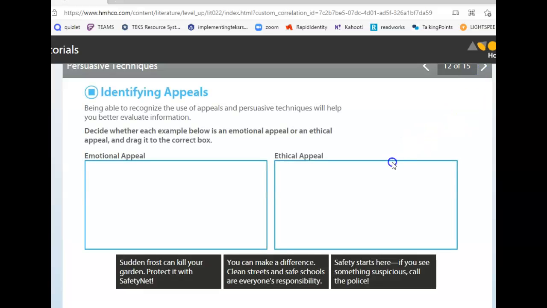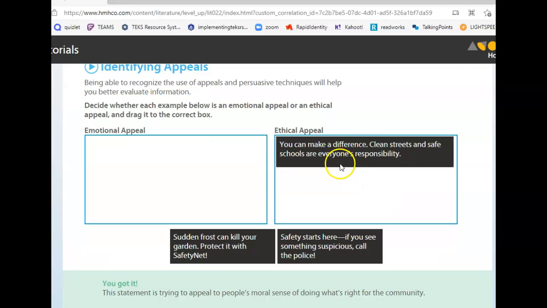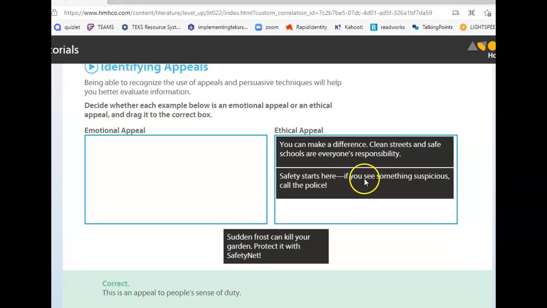Okay, going over to slide 12. You had to sort emotional and ethical appeals and give examples. All right, so ethical appeals. One of your answers should be, you can make a difference. Clean streets and safe schools are everyone's responsibility. And your second answer should have been, safety starts here. If you see something suspicious, call the police. Okay. These answers could have been continued onto the back.